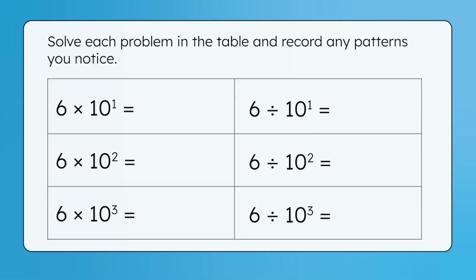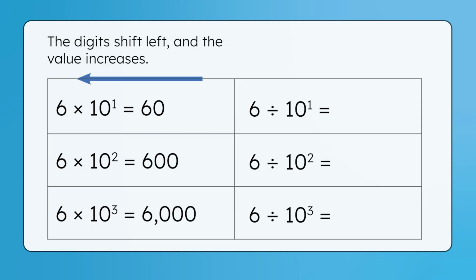Let's check our answers. 6 times 10 to the first power is 60. 6 times 10 to the second power is 600. 6 times 10 to the third power is 6,000. What did you notice? Just like before, the digits shifted to the left, and each time the power of 10 increased, so did the value of the number. What about the division?